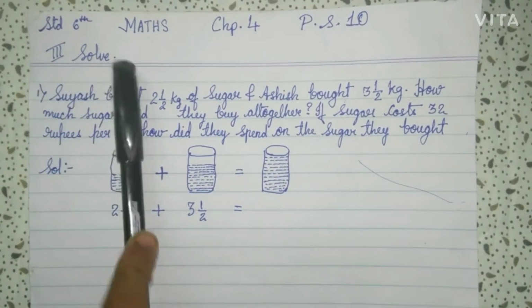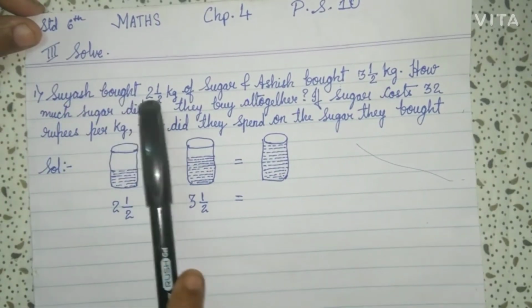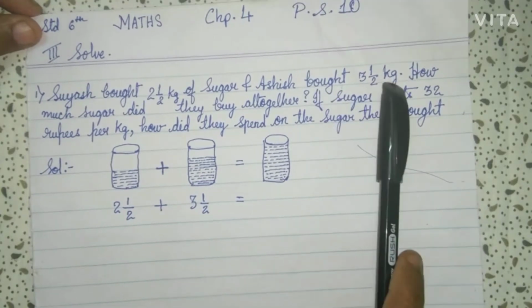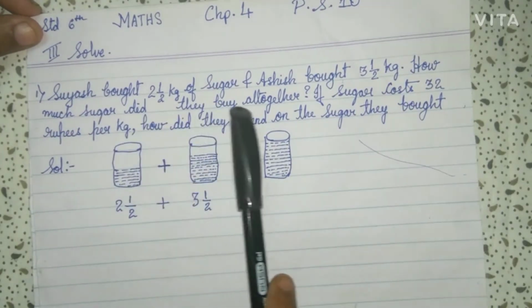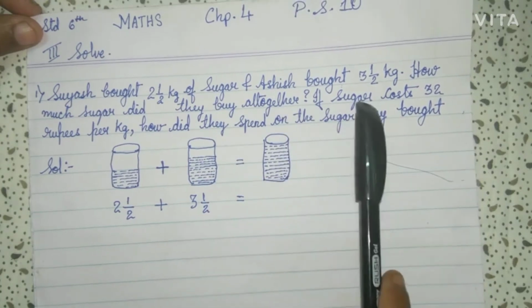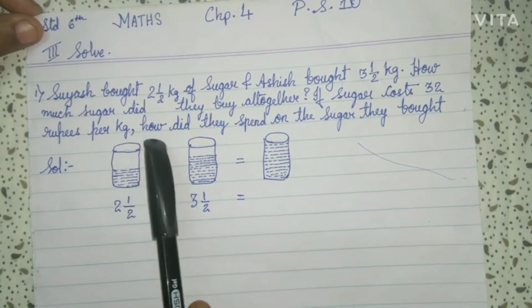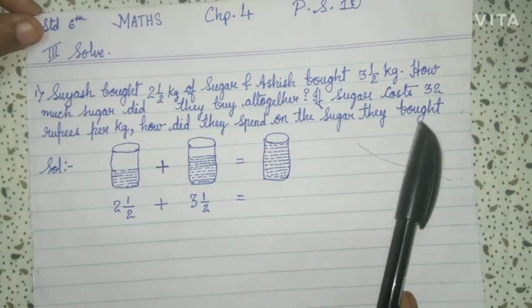Third, solve. First question. Suresh bought 2.5 kg of sugar and Ashish bought 3.5 kg. How much sugar did they buy altogether? If sugar cost rupees 32 per kg, how much did they spend on the sugar they bought?